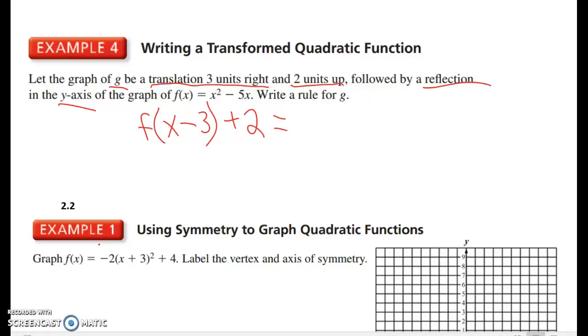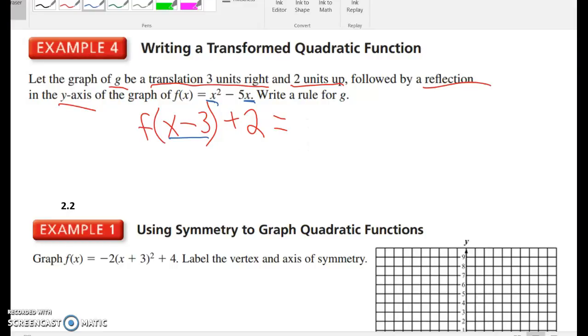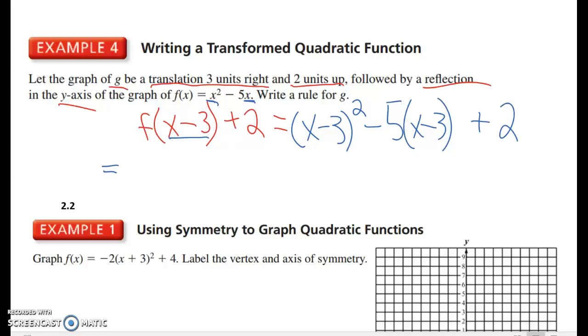I'll have x minus 3 everywhere that I see x in my function. So I'm going to get x minus 3 all squared minus 5 times x minus 3, and then plus 2 at the very end for that up 2. If I distribute this all out, what do I get? You should get x squared minus 11x plus 26 after you combine all the like terms.